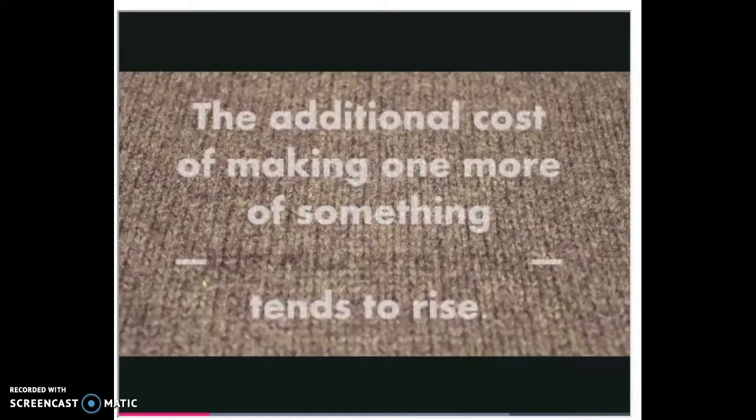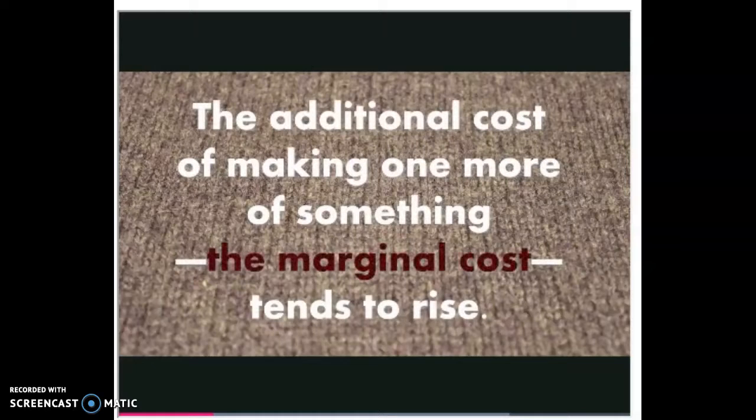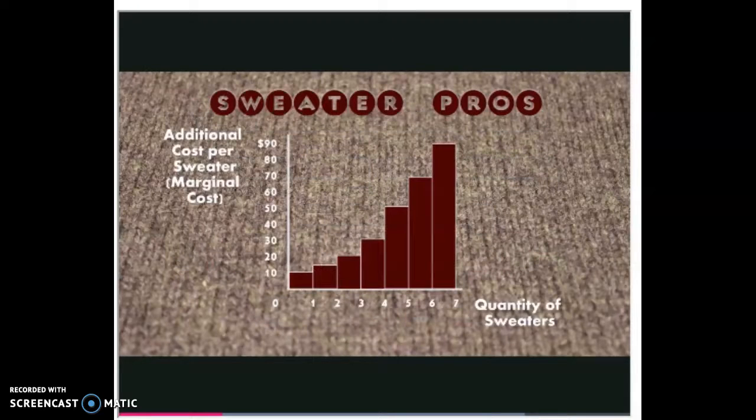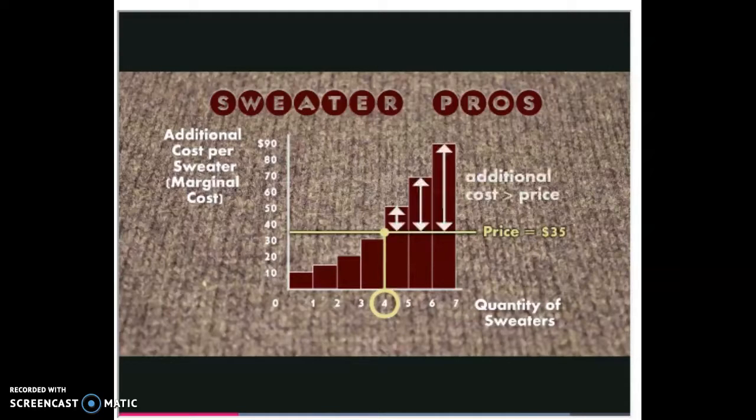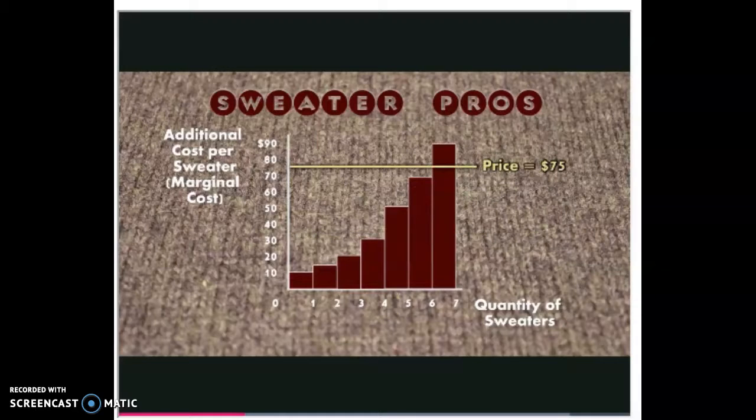Later in the course, you'll learn more about why the additional cost of making one more of something, known as the marginal cost, tends to rise. Suppose this graph shows the additional or marginal cost per sweater for any given day. If the price were $35 per sweater, Sweater Pros would supply 4 sweaters because the rest would cost more to make than the price. If the price were $75, how many do you think they would supply?